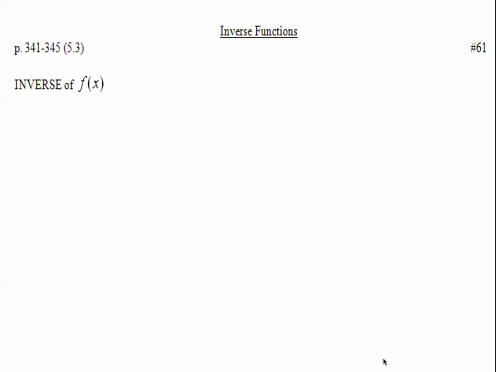In section 5.3, our objective is to find the inverse of a function and to differentiate an inverse function. So let's start by reviewing what it means for a function to have an inverse, what it means to take the inverse of a function. First of all, the notation of the inverse of f of x is f to the negative 1 of x. That's how we write that f has an inverse.